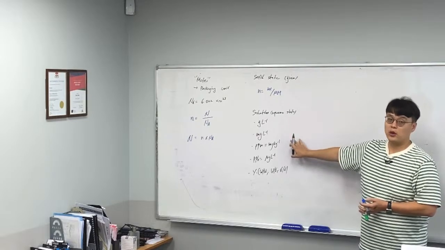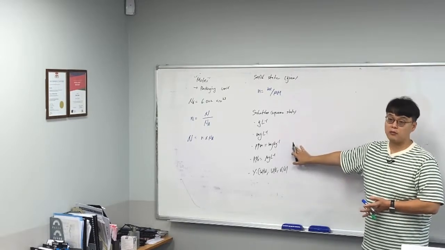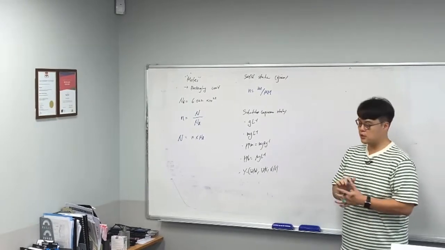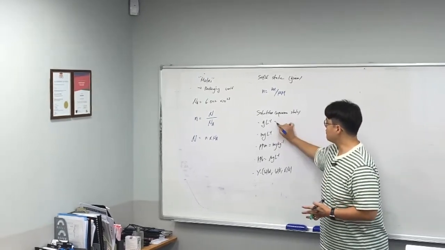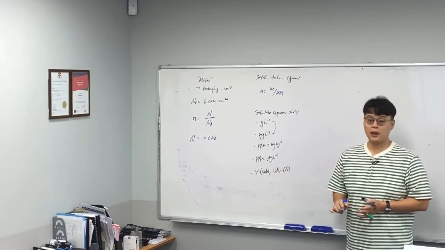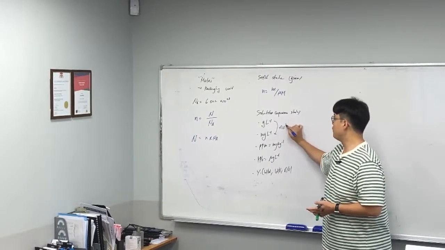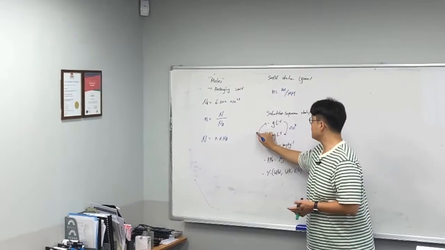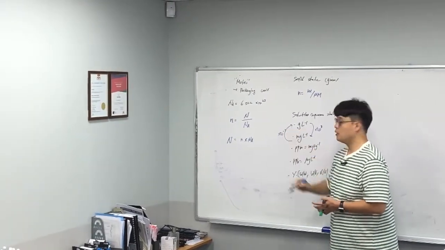So this unit will not be given. Memorize that milligram per liter is basically ppm, which means you should be able to convert grams to milligrams by times 10 to the power of 3. If you're going the opposite way, milligrams to grams, you can times 10 to the power minus 3.